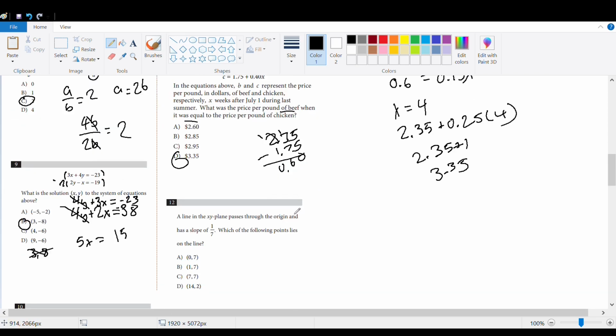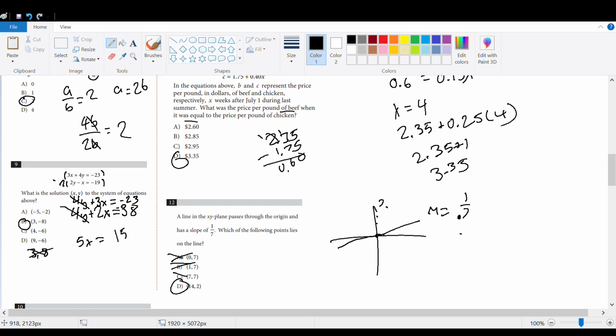A line in the xy plane passes through the origin and has a slope of 1 over 7. Which of the following lies on the line? So the graph is going to look something like this, and m equals 1 over 7. Since it passes through the origin, that's kind of important to know. So 0 comma 7, where is that? That's not right. 1 comma 7, that's not right. 7 comma 7, that would mean a slope of 1, so that's not correct. But 14 comma 2, 14 is going to be somewhere around here, and 2 is going to be somewhere around here. So D is correct.